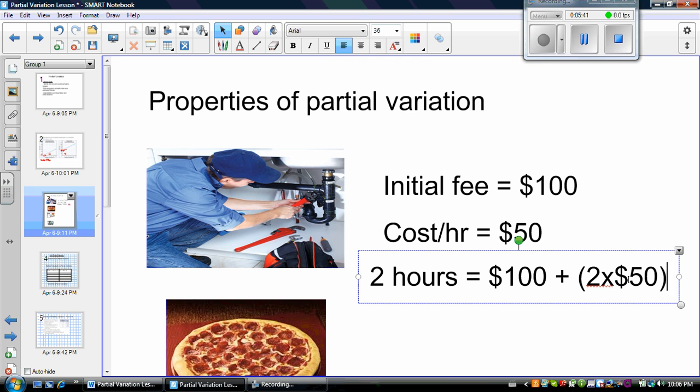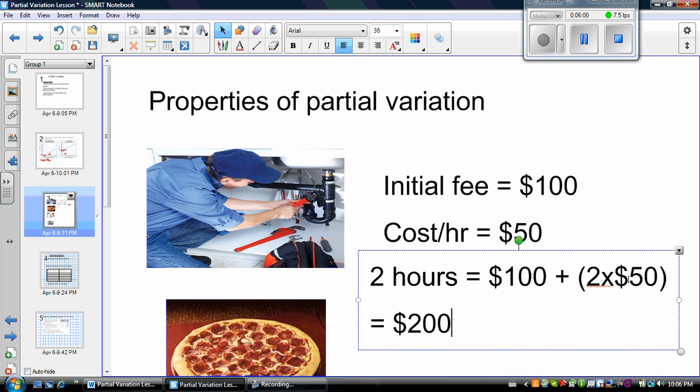Right? Because each hour it's going to cost me $50 for the labor. So 2 hours means 2 times $50, which is 100. So the total in this case is equal to $200. Okay, so it's going to cost me $200.